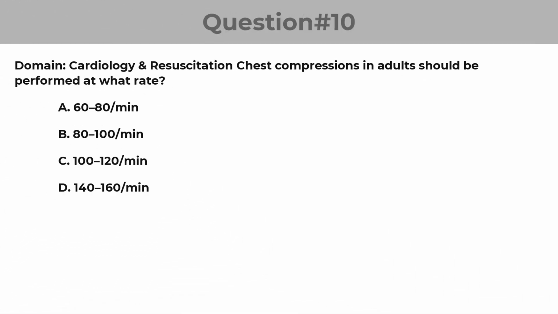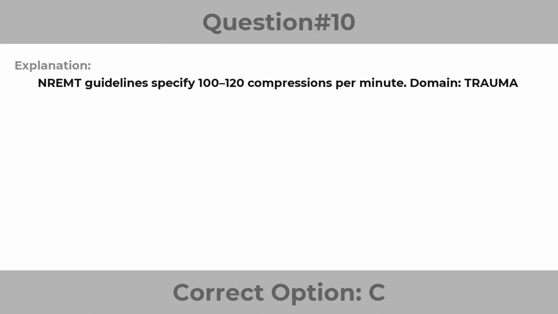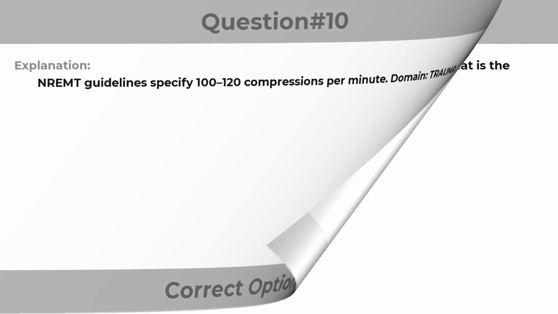Question 10. Domain: cardiology and resuscitation. Chest compressions in adults should be performed at what rate? A. 60 to 80 per minute. B. 80 to 100 per minute. C. 100 to 120 per minute. D. 140 to 160 per minute. Correct answer, C. Explanation: guidelines specify 100 to 120 compressions per minute.